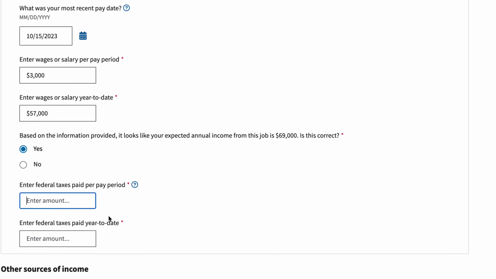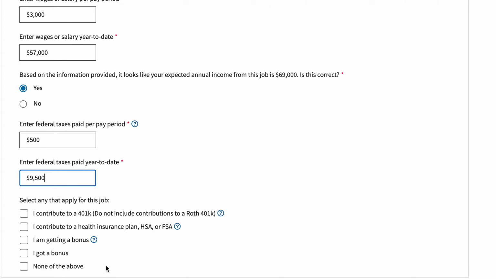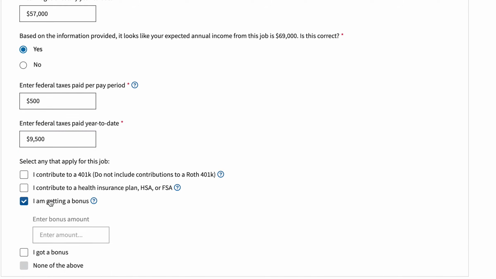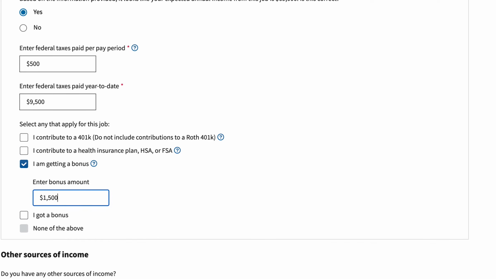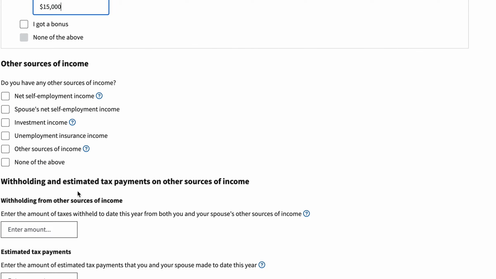And then we'll just put in a dollar amount. So every pay period, let's just say that he paid $500. And so he's been paying $500 per pay period for, let's say, $1,000 a month through September, plus once in October. And let's see, does he contribute to a 401k, health insurance? Is he getting a bonus? Let's just say he's getting a bonus of $15,000 at the end of the year. And then let's see, does he have any other sources of income?